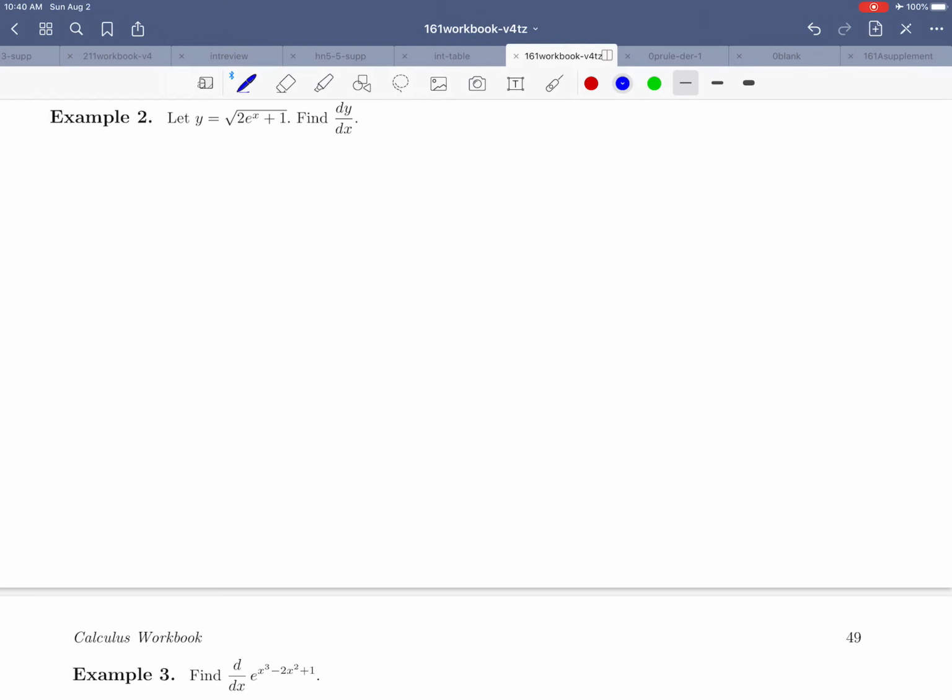Welcome back, everybody. In this video, we will be looking at examples 2 and 3, and we are currently looking at page 48 in the workbook here. All right, so let's take a look at example 2 together.